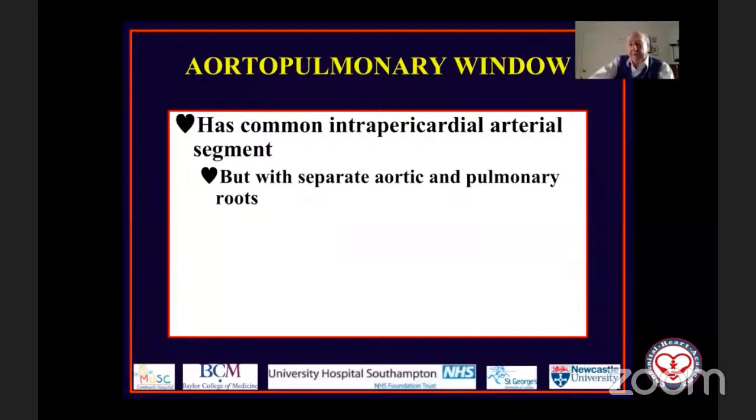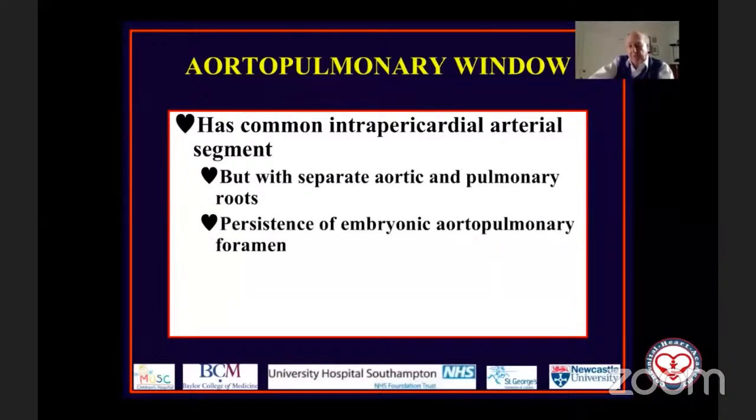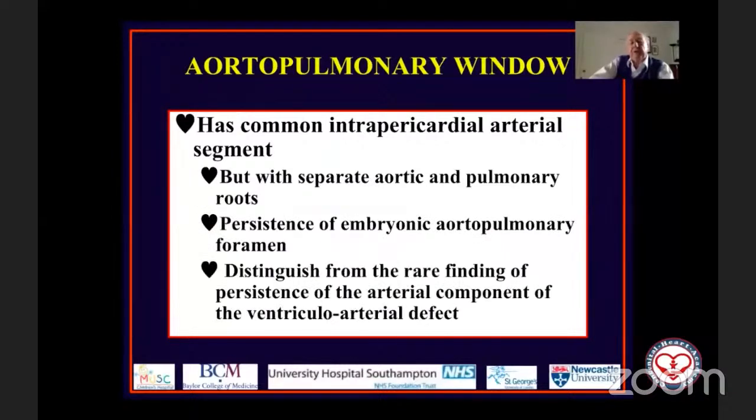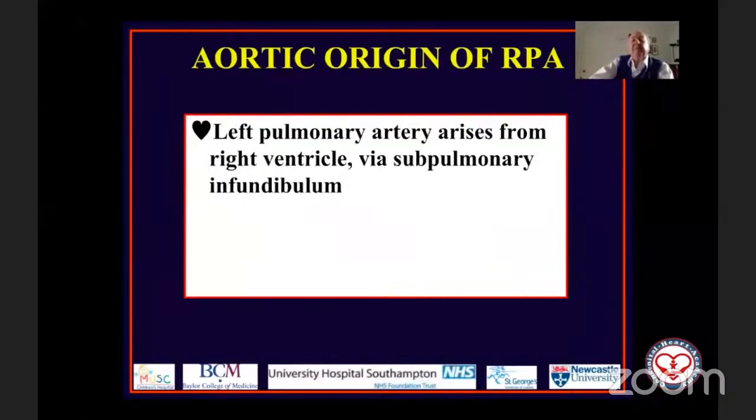So what is aortopulmonary window? The aortopulmonary window is failure to close the embryonic aortopulmonary foramen. So the essence of the aortopulmonary window is separate aortic and pulmonary roots, but with persistence of that embryonic aortopulmonary foramen. And then we must distinguish that from the very rare finding that you've seen now, persistence of the arterial component of the ventricular arterial defect, because then we truly have a common ventricular arterial junction, but it is separated into separate orifices for the right and left ventricles. And you've seen that today in the beautiful example shown to you by Diane.